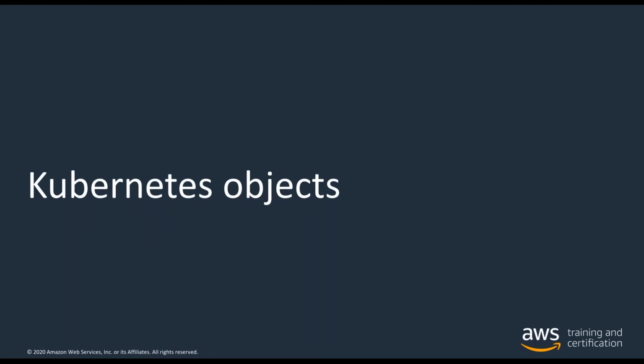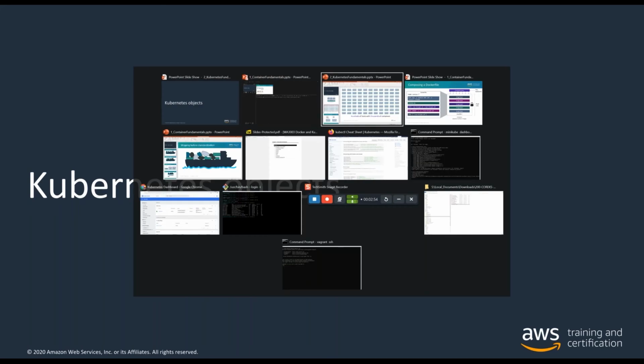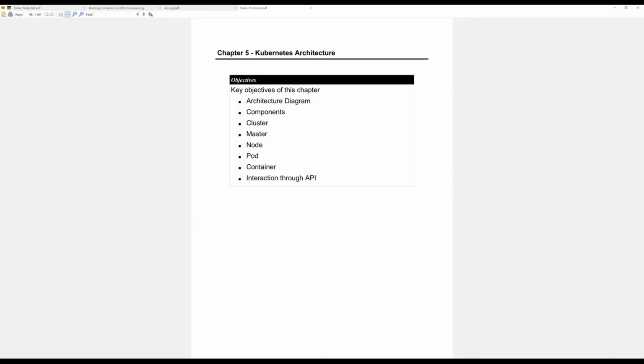Now, Kubernetes objects, there's a couple actually that make up Kubernetes, but before we dive into that, let's slide back to our original slides, and let's talk a little bit about the architecture, because that will actually help make the objects make a lot more sense.